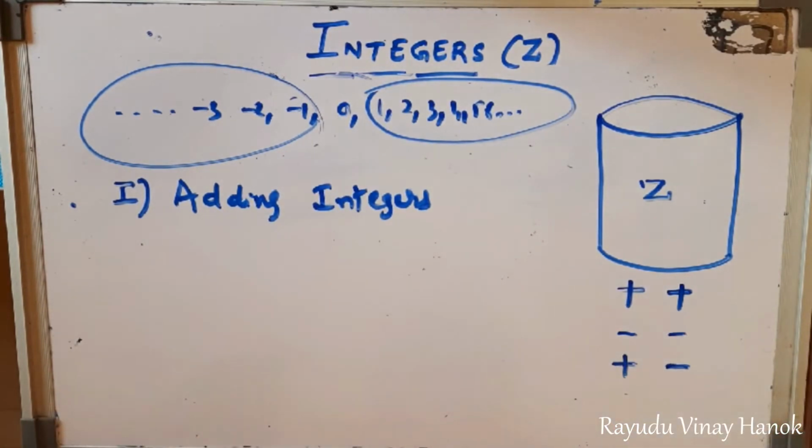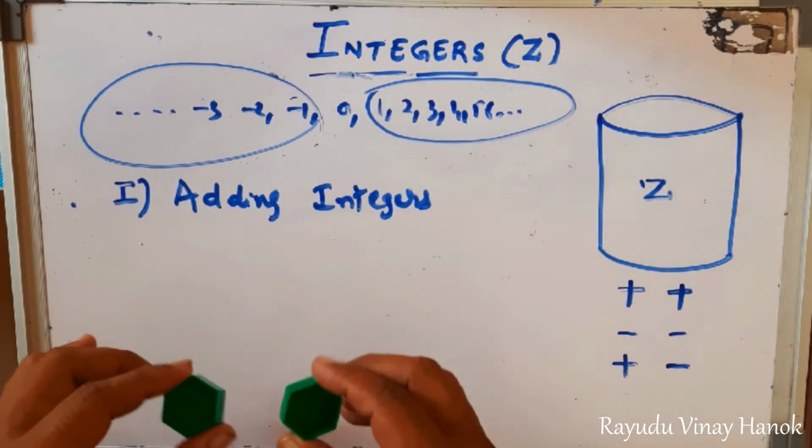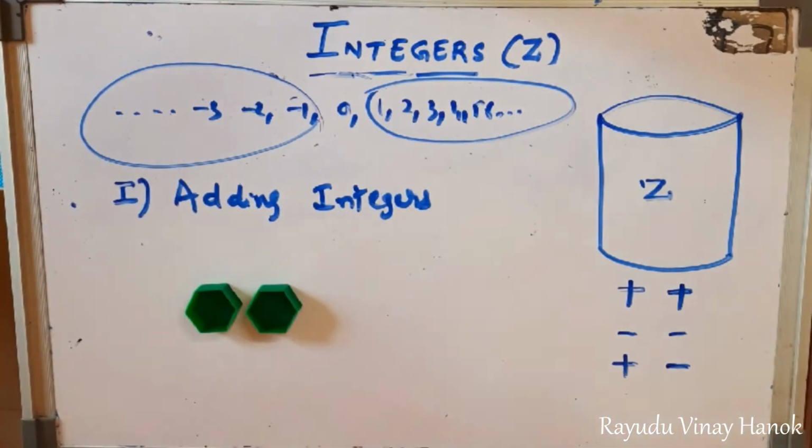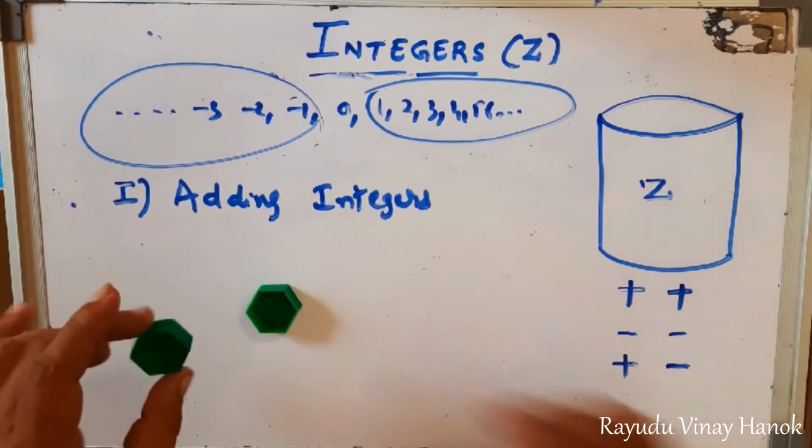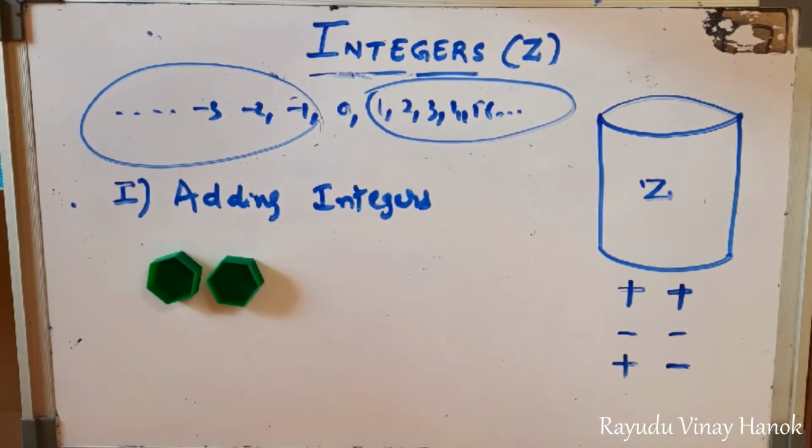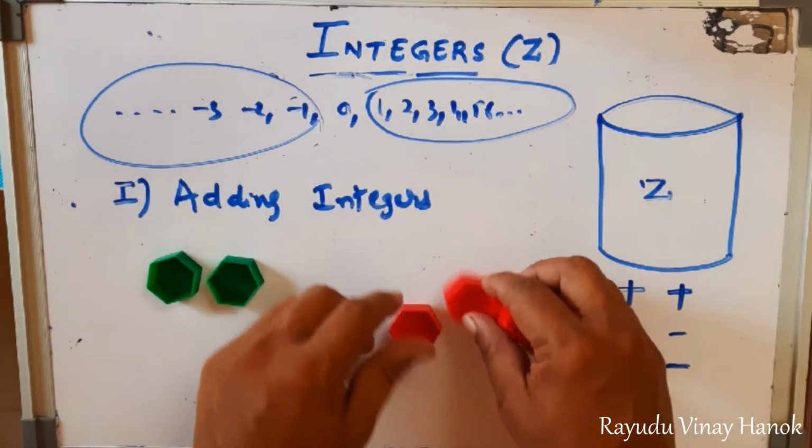Adding integers means I'm going to take 2 integers, that means 2 numbers, and add them. It looks easy, it sounds easy, but I want to show you by means of an activity, right? Are you ready? So here I'm going to use these green plastic things for positive numbers. Green means positive, and red means negative, right?